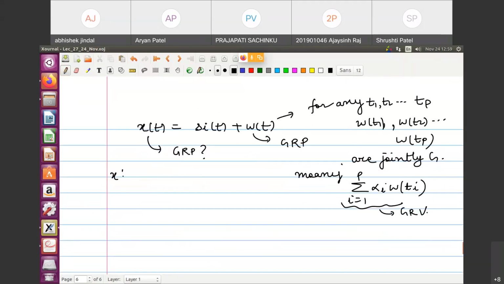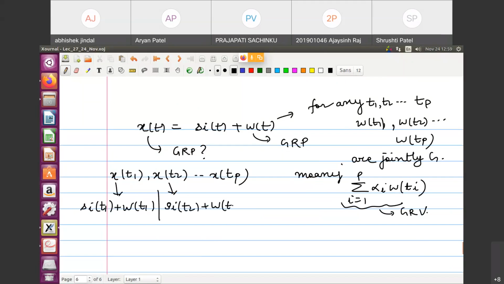What about x of t1, x of t2 up to x of tp? So what is this? si of t1 plus w of t1. What is this? si of t2 plus w of t2. Now all this is deterministic. They are constant, okay? Or you can say deterministic. That's constant. They are nothing random, okay?